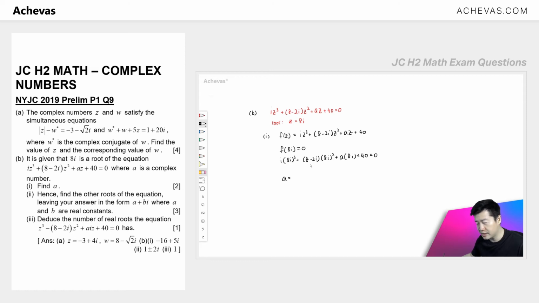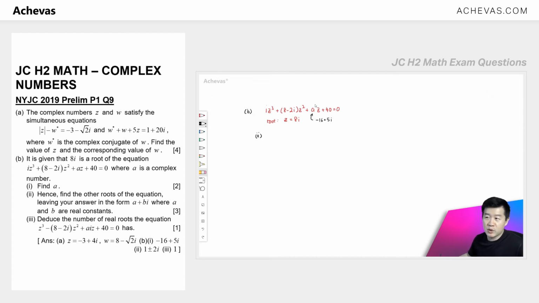Bring it over to the other side, we will have a minus i of 8i to the power of 3. Bring this over to the other side, we will have a minus of 8 minus 2i, then 8i squared. This, bring it over to the other side, minus 40. This divided by 8i. And if we can just press this into the calculator, we will be able to get the value for a. And a is going to be equal to minus 16 plus 5i.